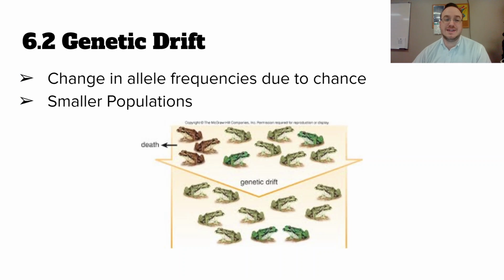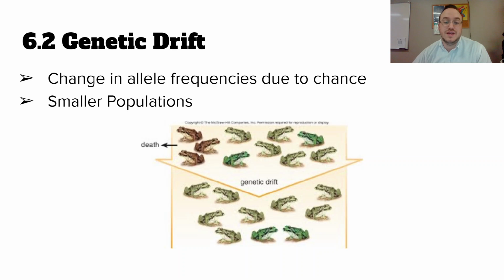So our first big concept here is genetic drift. What I want you to get out of it, if you're in my class, is that it is a change in allele frequencies due to chance. And it affects smaller populations more often. Because remember, when we're taking averages, if there's a lower count of numbers, any change to those numbers has a bigger impact.